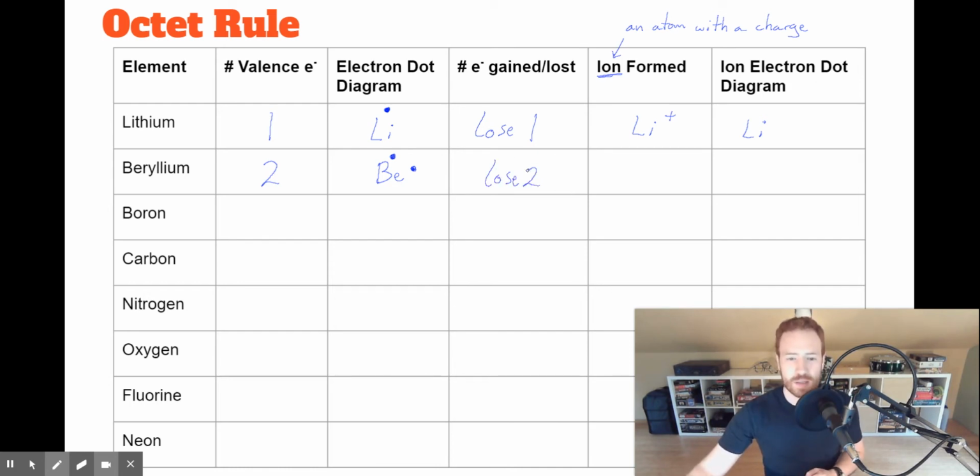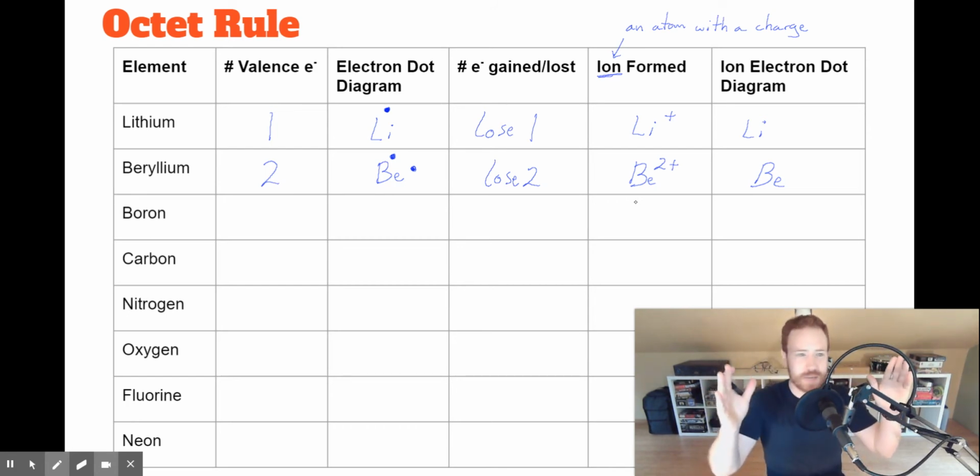Well, what happens if something loses 2 electrons and loses 2 negative charges? It's going to form a 2 plus ion. So everything in the second column of the periodic table, including beryllium, is most likely to form a 2 plus ionic charge, which would make its electron dot diagram this, because it just lost those 2 electrons.